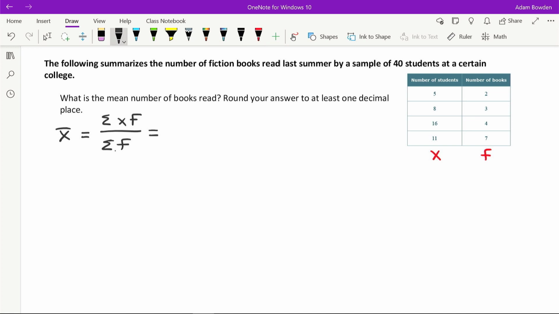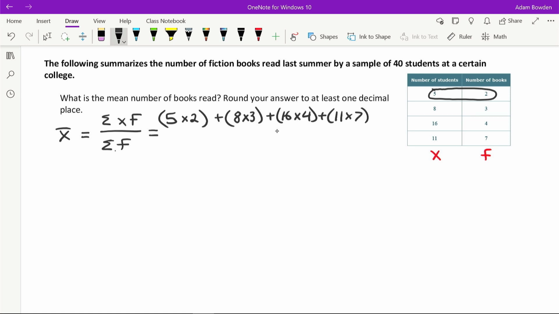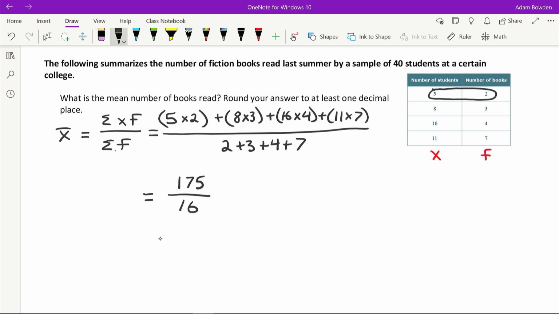So what we're going to do is take each number times the frequency. So like 5 times 2. Then we're going to add that with 8 times 3. And then 16 times 4 and 11 times 7, divided by the sum of all the frequencies, 2 plus 3 plus 4 plus 7. On top, that gives us a total of 175 divided by 16, and that's equal to approximately 10.9. So again, that's the mean average for the number of books.